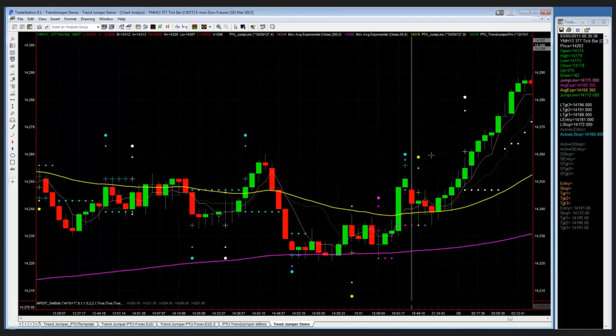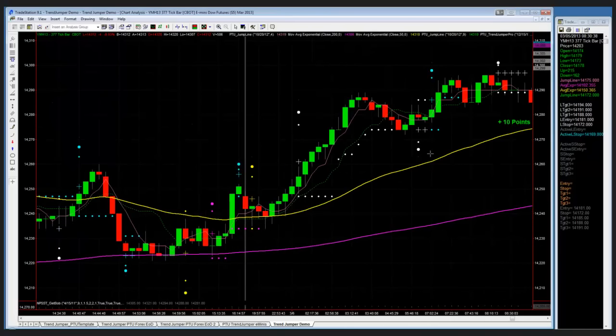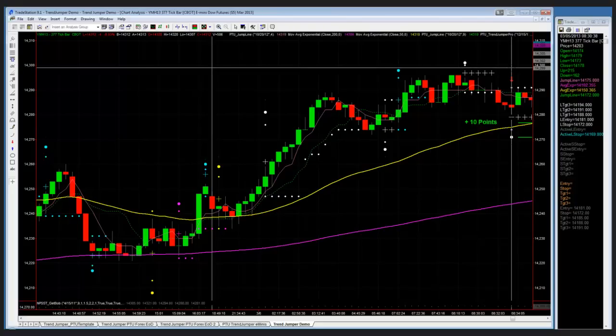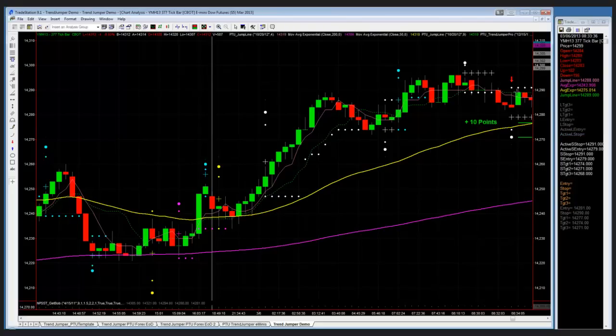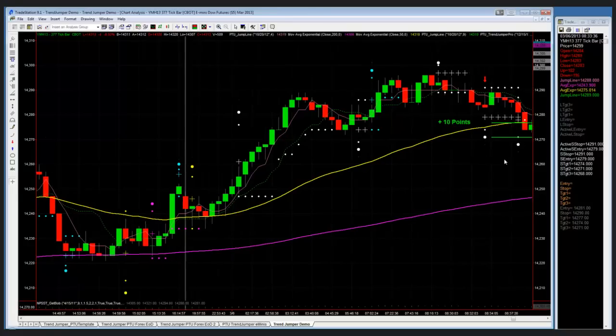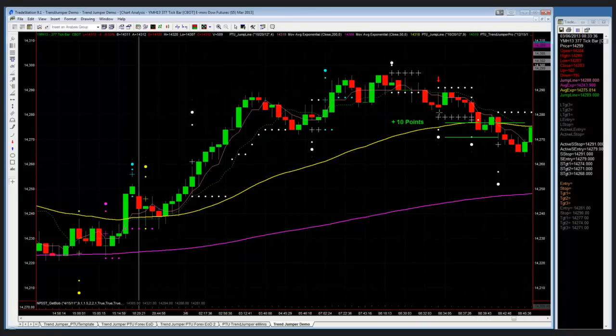Next day, same thing. We wait for our start time, 8:32, and we get a short trade. It's below the green dotted line. We know we're going short. There's your entry, your target, your stops. This trade ended up being a lot smaller because it's dynamically adjusted to market conditions.